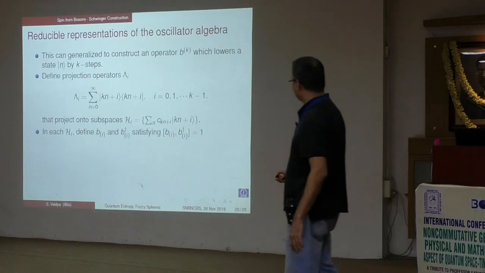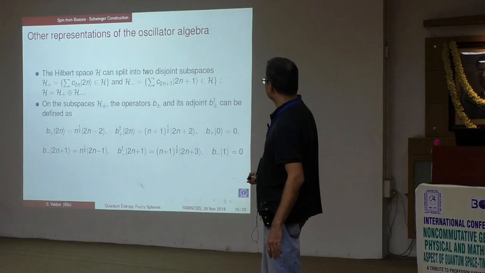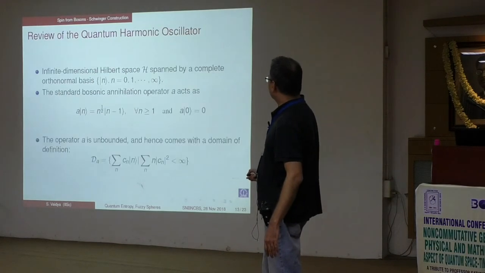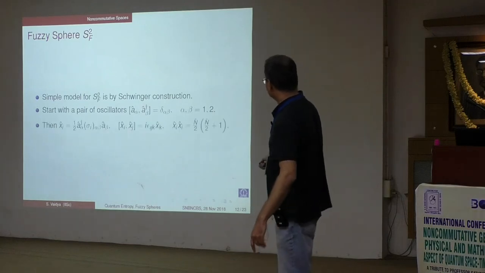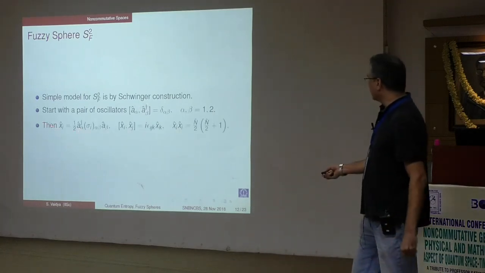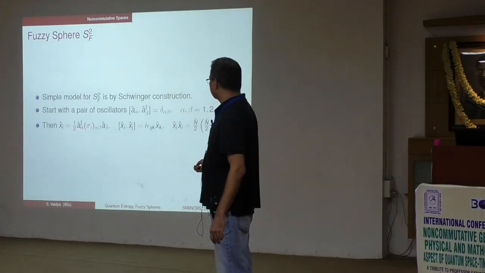So let me just remind you how we worked with the fuzzies, what we did with the Schwinger construction. So remember that X was made by taking A dagger sigma A.